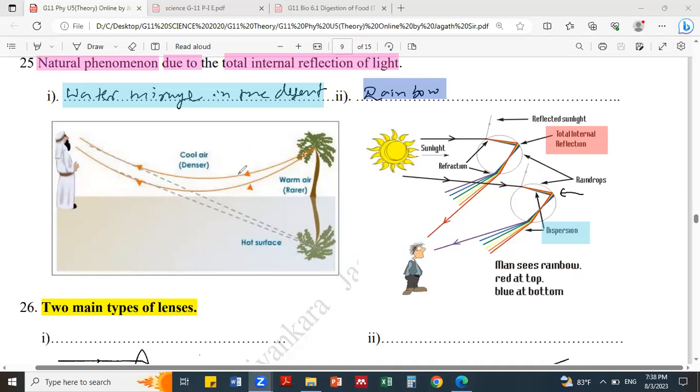But anyway, they will never ask you to explain how this happens. You just remember the 2 names. I think the textbook has not even mentioned the name, but in case they ask MCQs, you should know what it is.